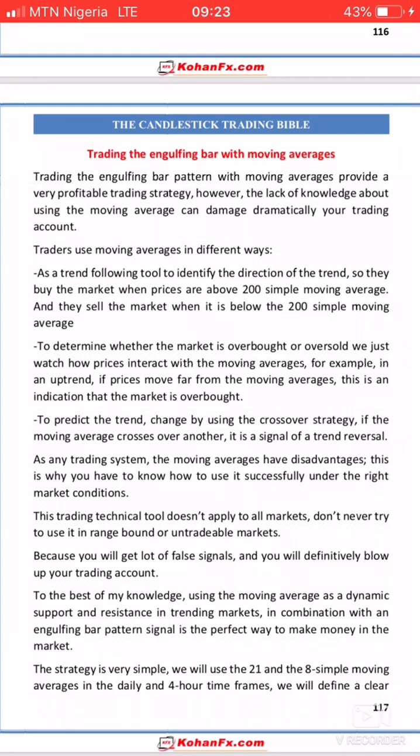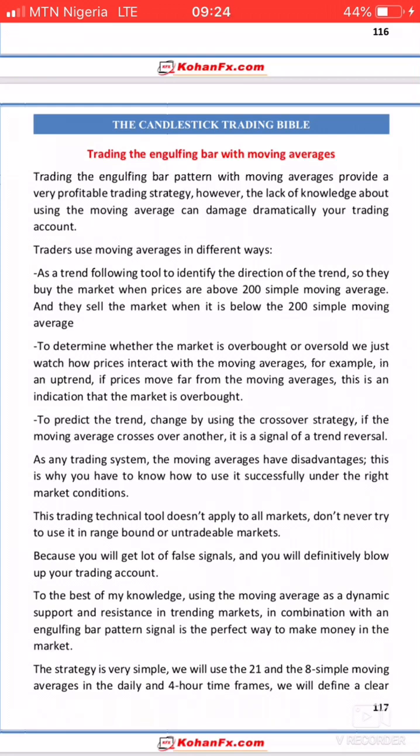To determine whether the market is overbought or oversold, we just watch how prices interact with the moving averages. For example, in an uptrend, if prices move far from the moving averages, this is an indication that the market is overbought. To predict the trend change, use the crossover strategy. If one moving average crosses over another, it is a signal of a trend reversal.